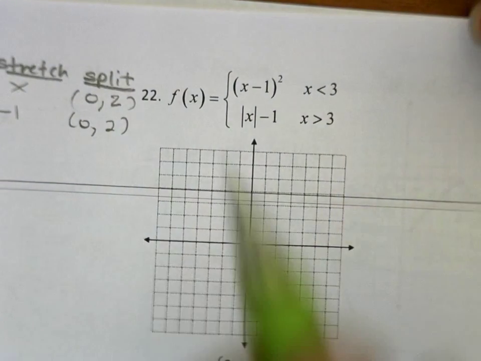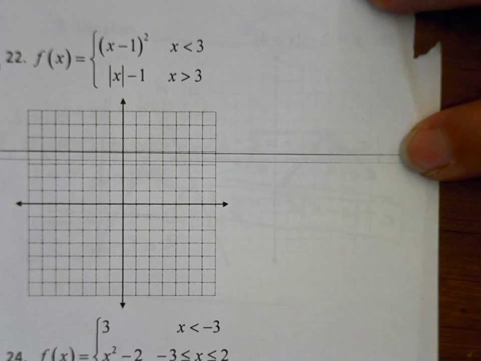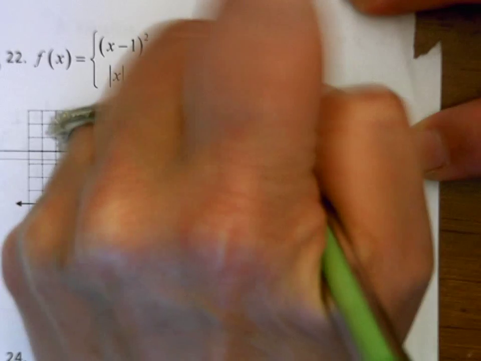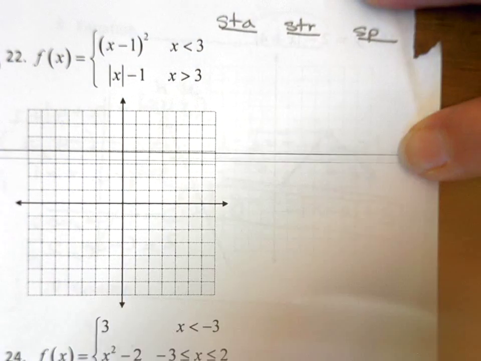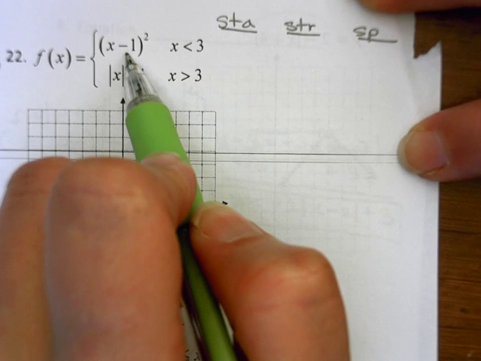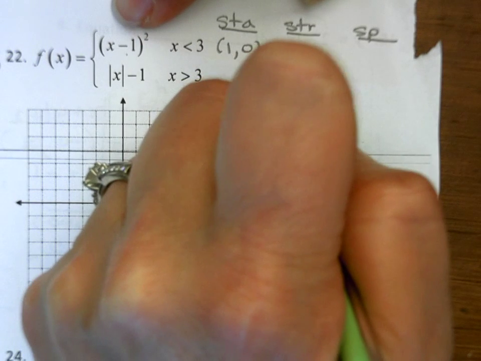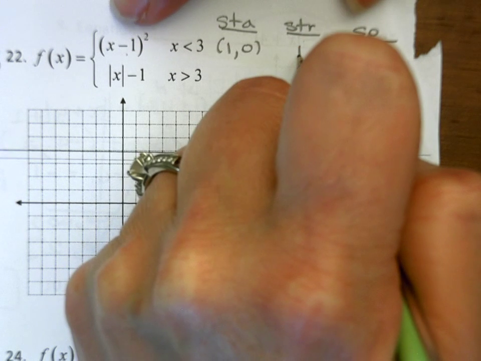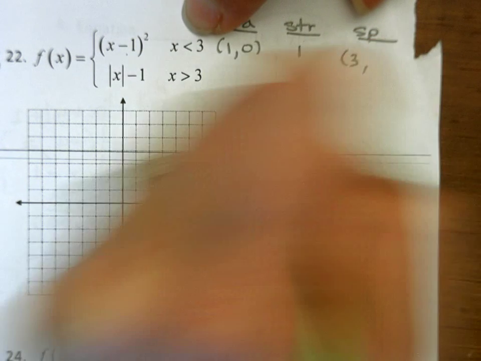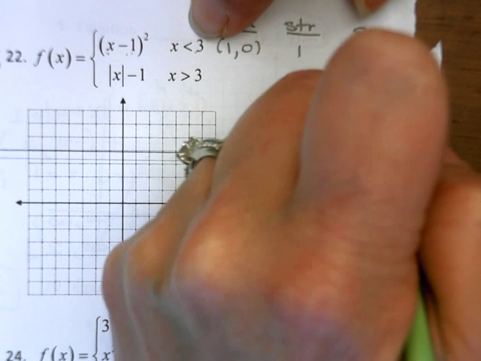Let me give this some room. Okay, so this is 22. So at my start, my stretch, and my split. So my start here is at 1. Nothing added, so 0. My stretch is a number multiplying, which is just a 1. My split is at 3. And then substitute 3 in. So 3 minus 1 is 2, squared is 4.